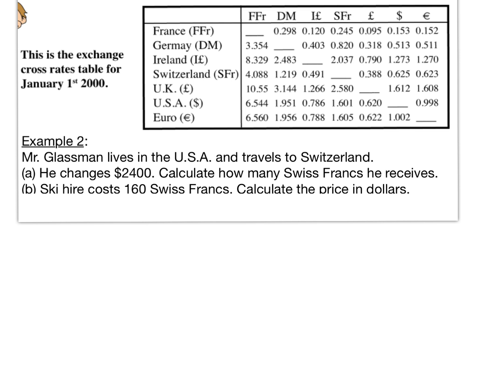Now let's look at example 2. Mr. Glassman lives in the USA and travels to Switzerland. A, he exchanges $2,400. Calculate how many Swiss francs he receives. If we look at the cross table, we need to look at US dollar and Swiss francs. So for part A, I'm going to put dollar over Swiss franc, SF. So it will be $1 over 1.601, and here we have $2,400.